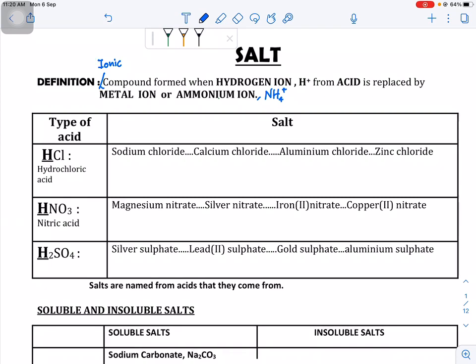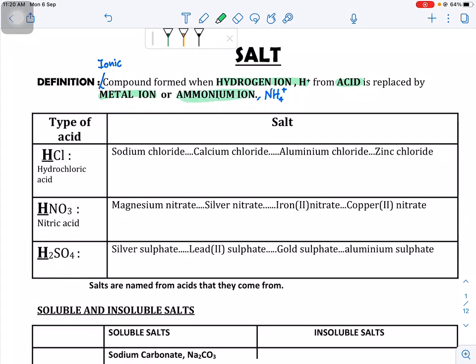So today in this video, we will be talking about how to prepare salt. Before we go further, let's recall the definition of salt. Salt is an ionic compound formed when the hydrogen ion from an acid is replaced by the metal ion or ammonium ion.